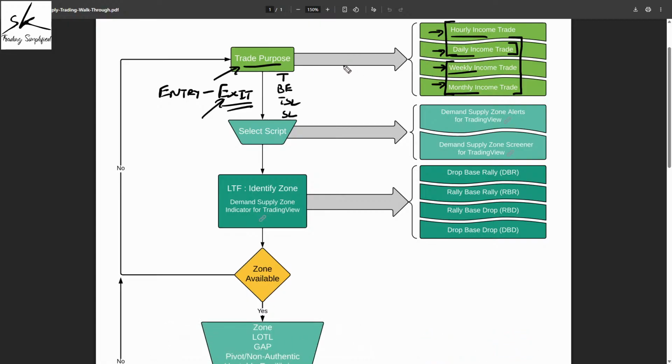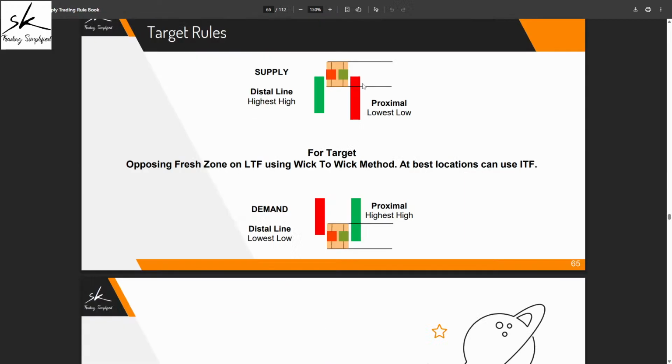So again, step one, I need to define my trade purpose so that I can choose my time frames based on what kind of trades I want to take. And let's assume that in this case, I want to plan monthly income trades. Now, once I have selected my purpose of trade, what is going to happen? From the rule book, I'll get to know what time frames I should be using.